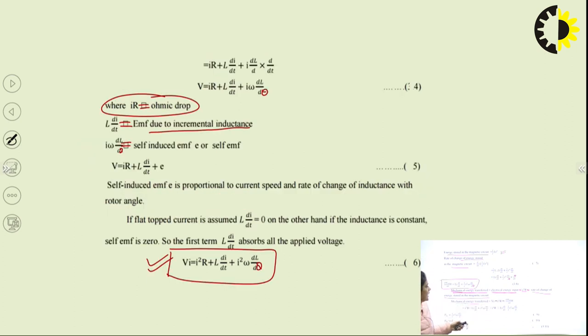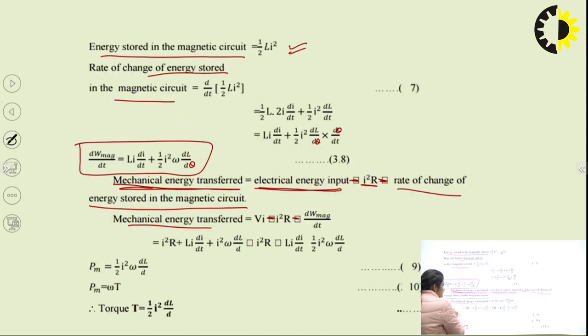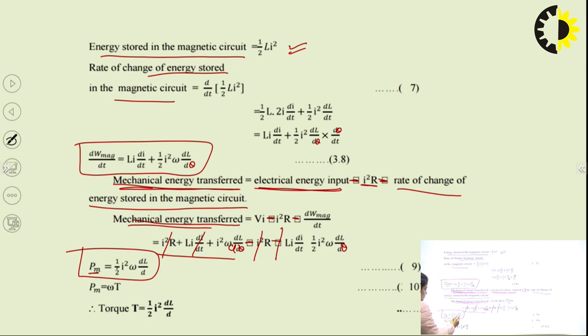So in place of Vi you can put this value, right? So Vi will be put this way, minus I square R, minus L di by dt, dL by d theta, right? In this expression you can see I square R will be cancelled out, L di by dt will be cancelled out, and what remains is half I square omega dL by d theta. So you are getting the mechanical power PM, which is half I square omega dL by d theta.